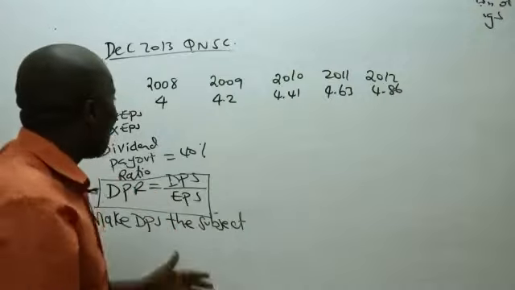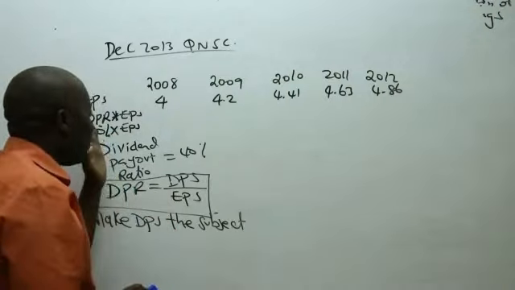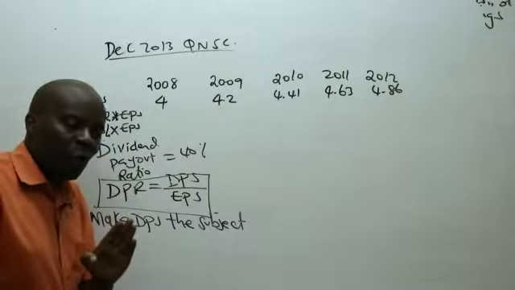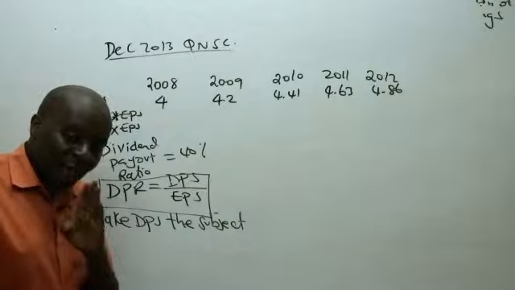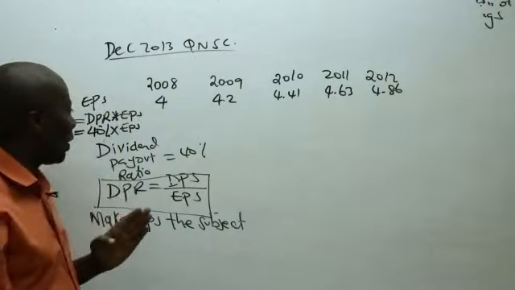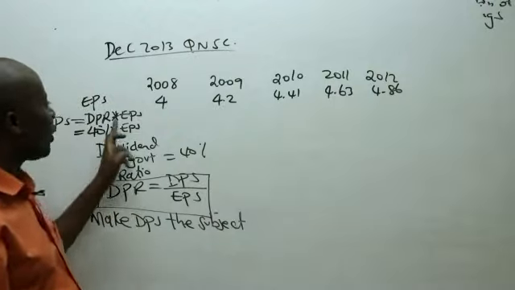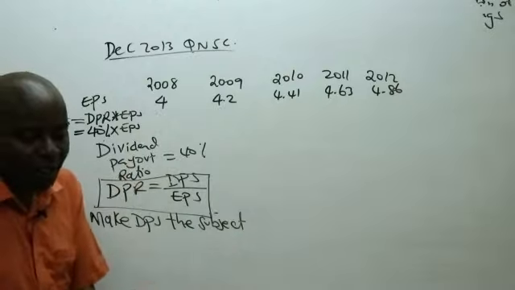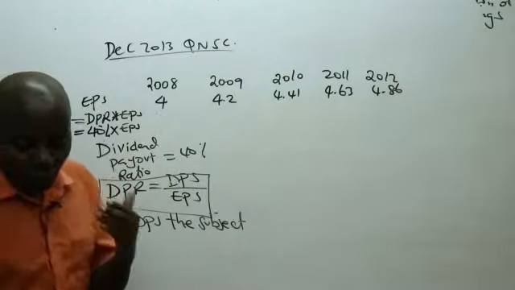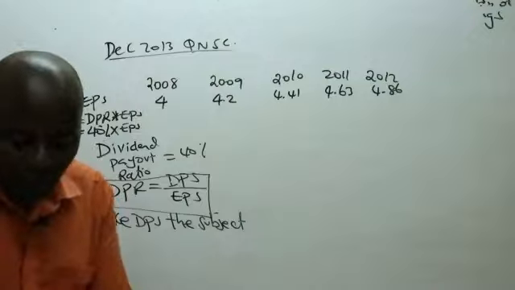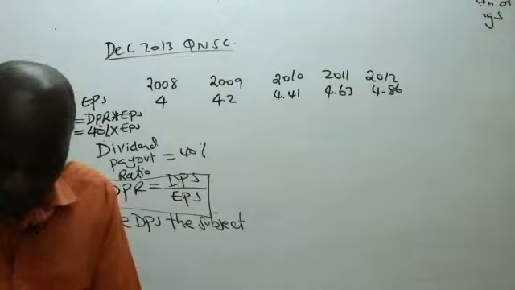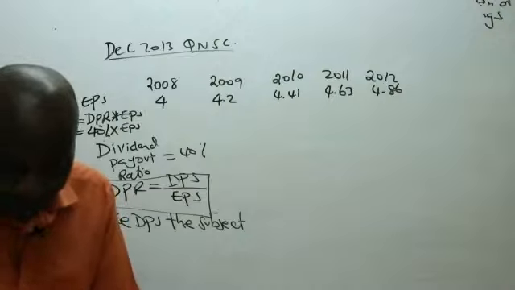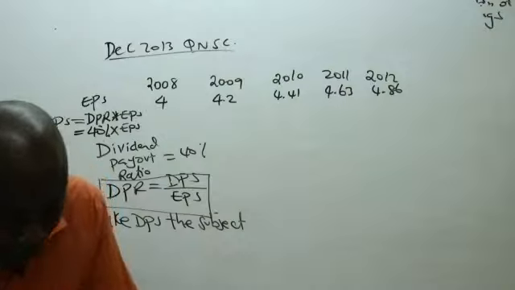So anytime you see this examiner giving you the dividend payout ratio, he wants you to compute the dividend per share. Could you kindly give us 0.4 times 4? This is 0.4 because they have told us in this question that the dividend payout ratio is 40%.